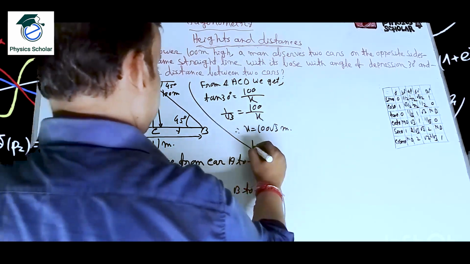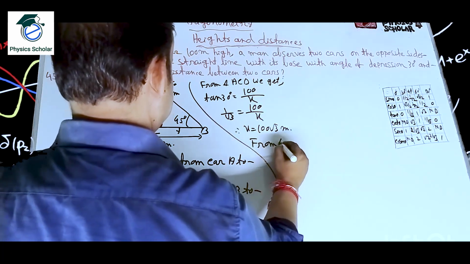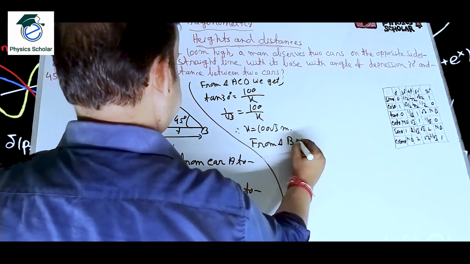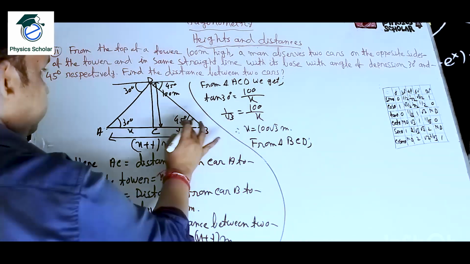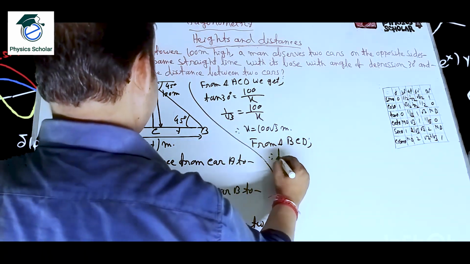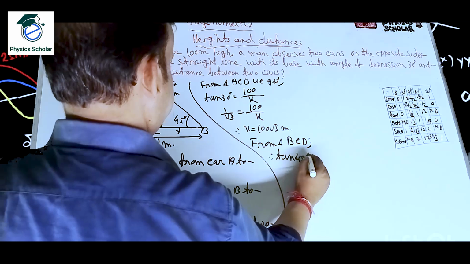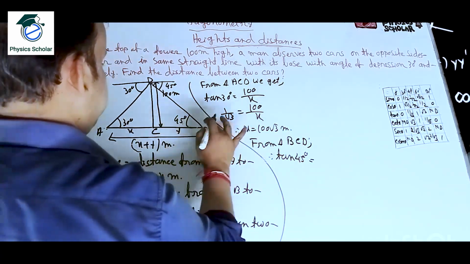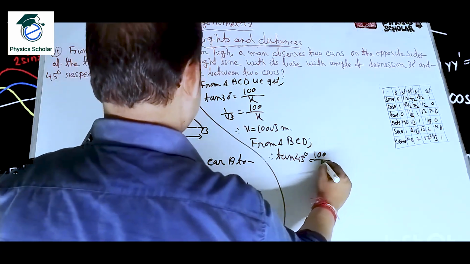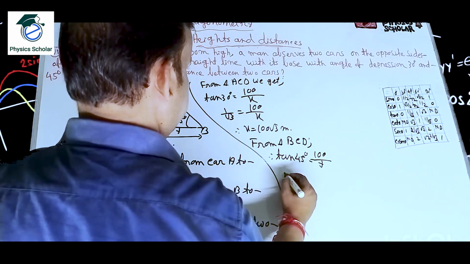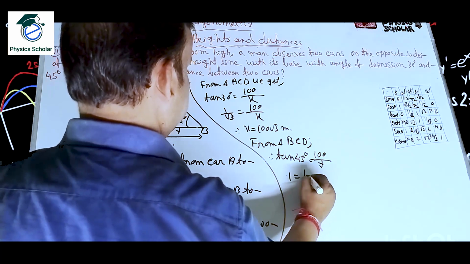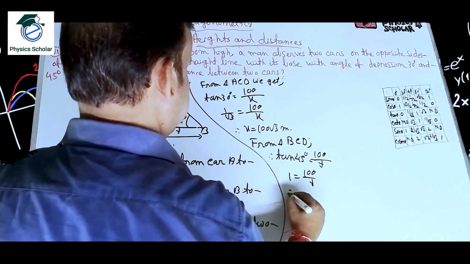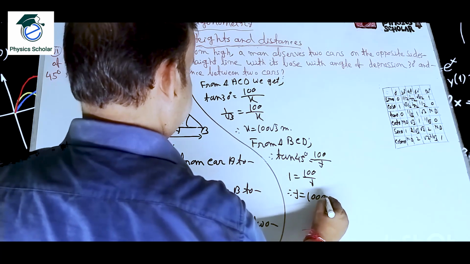Clear? From triangle BCD, this triangle. Clear? What do we know? Tan 45 degree is equal to perpendicular by base. So perpendicular means 100 by Y. Tan 45 means 1, so 1 is equal to 100 by Y. Therefore Y is equal to 100 meter.